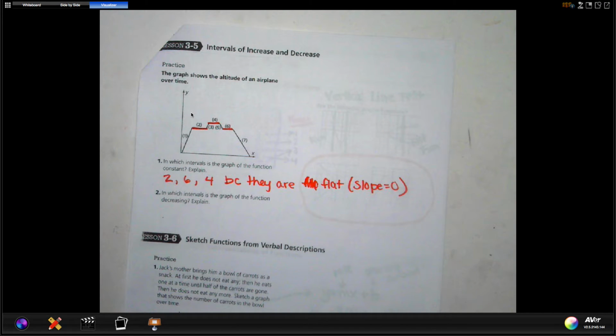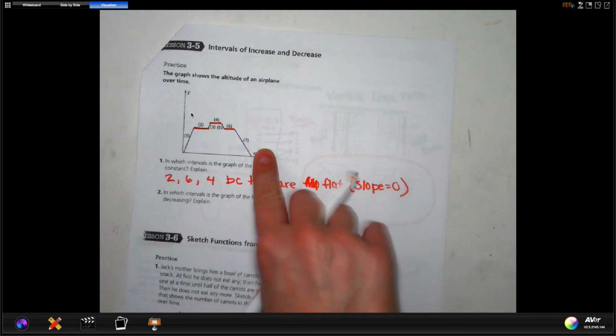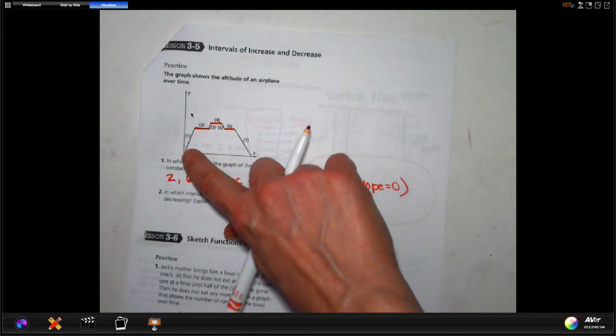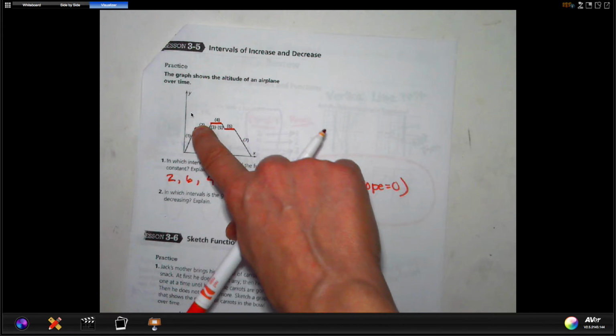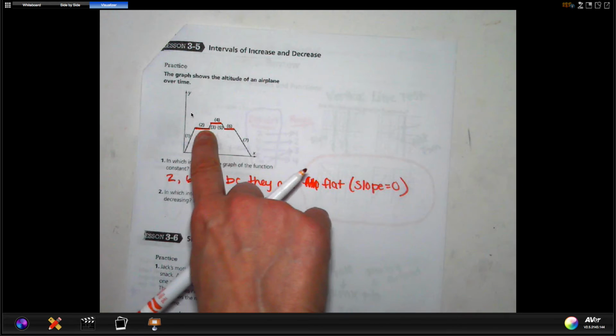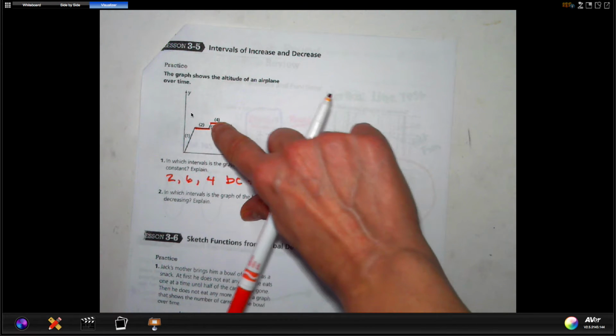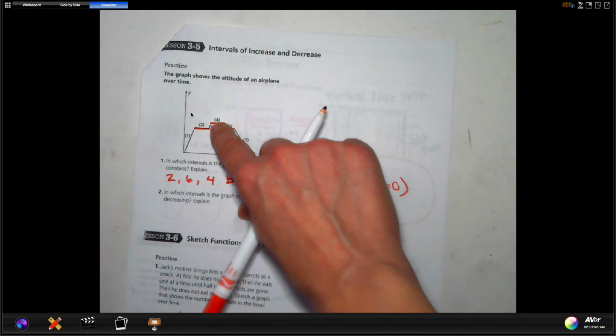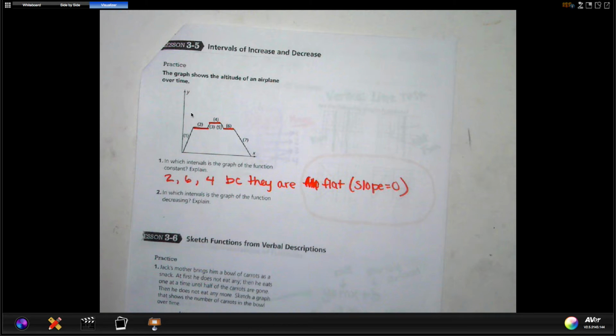In which intervals is the graph of the function decreasing? Now remember, some of you get confused here because you read the graph the wrong way. We are reading the graph from left to right. So if this is an airplane, what's happening in 1? It's increasing. Then it's flying. What's happening then in 3? Increasing again. So where are the decreasing intervals?